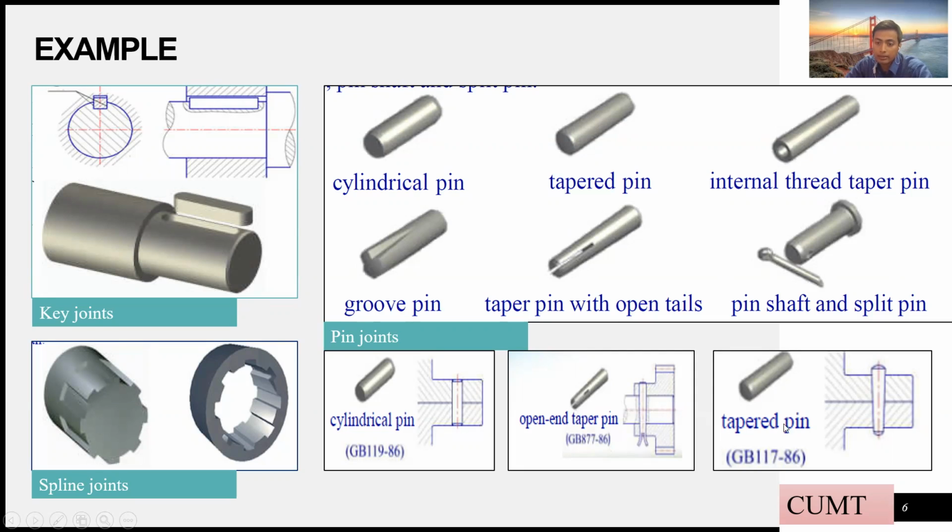And the tapered pin, as we can see, is similar to the cylindrical pin, but the dimensions of the two ends are not the same. And the spline is a kind of joint that looks like a gear. As you can see, this is the tooth for this kind of joint, and here is a hole to fit this tooth.